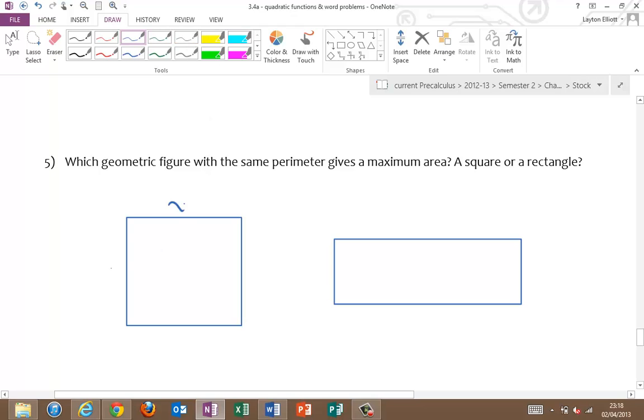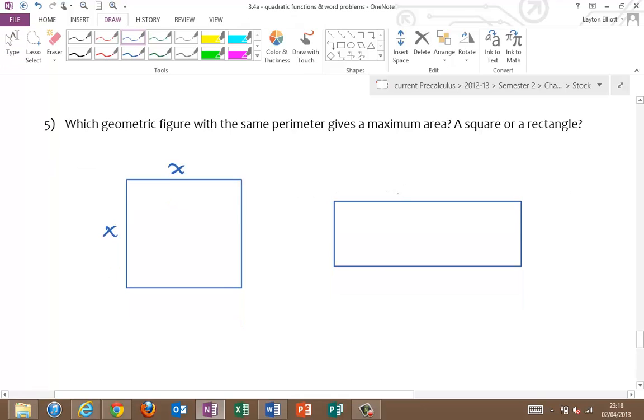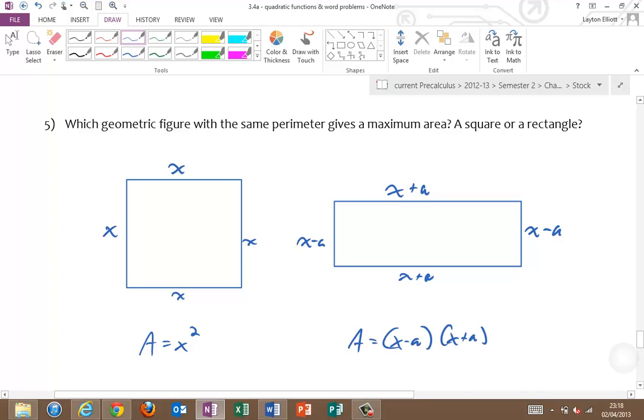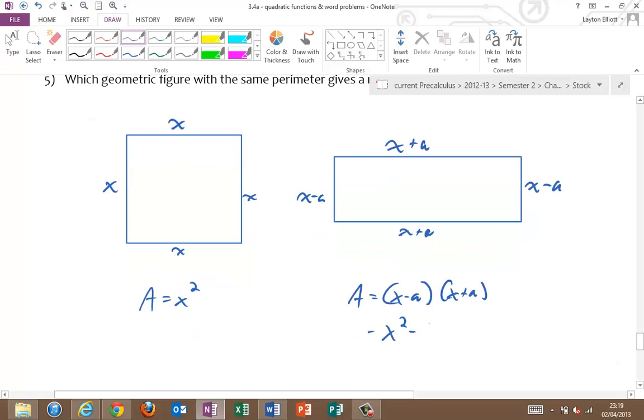Now, if we say a square had a side length of x and x, what we can say is that the rectangle has a side length of x plus a, and then x minus a. Because if I took the perimeters and added them all up, the perimeter of all of these objects would add up to 4x. So that satisfies the condition that they all have the same perimeter. Now my question is, what's the area? The area at the left here is x squared. The area to the right is x minus a times x plus a, which is the same thing as x squared minus a squared.